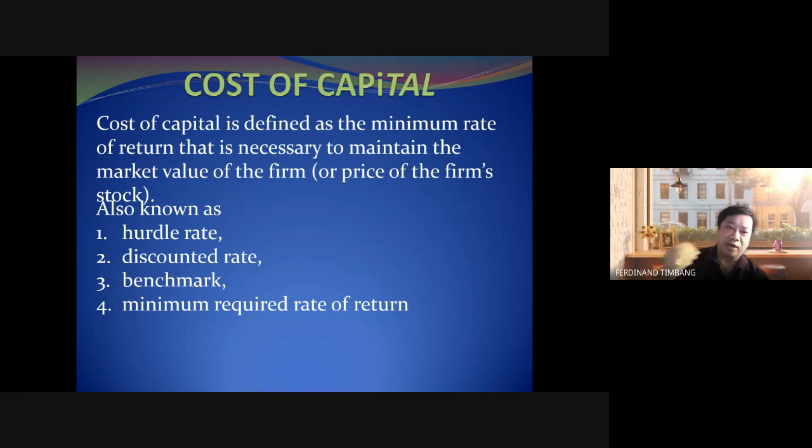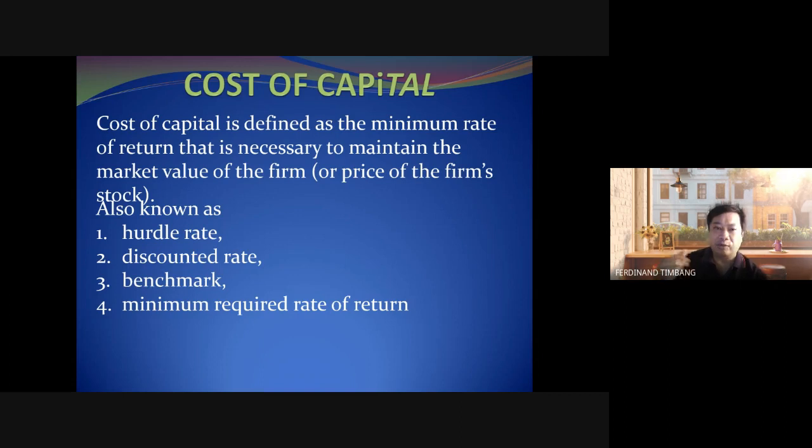So the DCF can be applied to valuation of stocks, or it can be applied to valuation of bonds, if you would like to get the value of the stocks or the bonds at year zero. And then we can also use this cost of capital to discount the cash inflows for capital budgeting decisions. So the reason why cost of capital is very important is because this will definitely affect your decision making. Cost of capital is also defined as the minimum rate of return that is necessary to maintain the market value of the firm or price of the firm's stock.